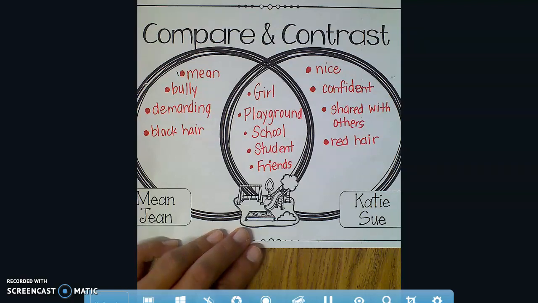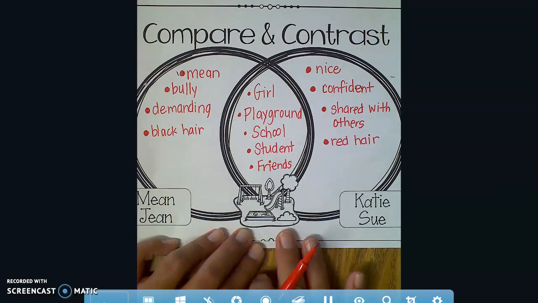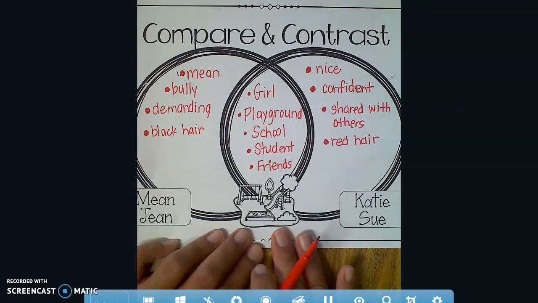So these are some of the main ideas of how we compared each character, the differences, and then the likes. So I know you may need more time to write these down. So just pause your video, and you can have time to copy these words down.